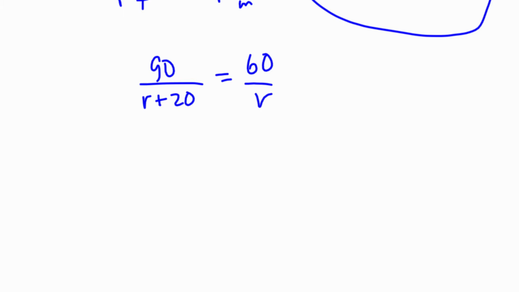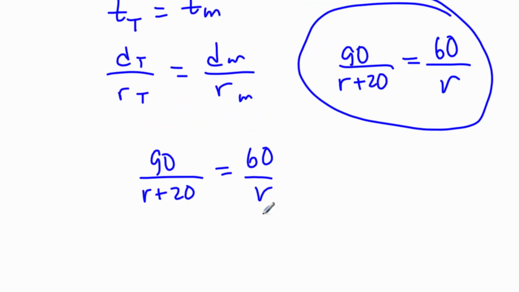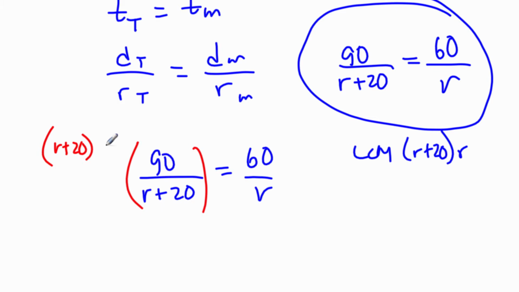Now, it's a rational equation, so I have to find the lowest common denominator, or lowest common multiple. This one has an r plus 20, this one has an r. So I can multiply both sides by the lowest common multiple, which will be r plus 20 times r. So I'll multiply this side by r plus 20 times r, and I'll multiply this side by r plus 20 times r.